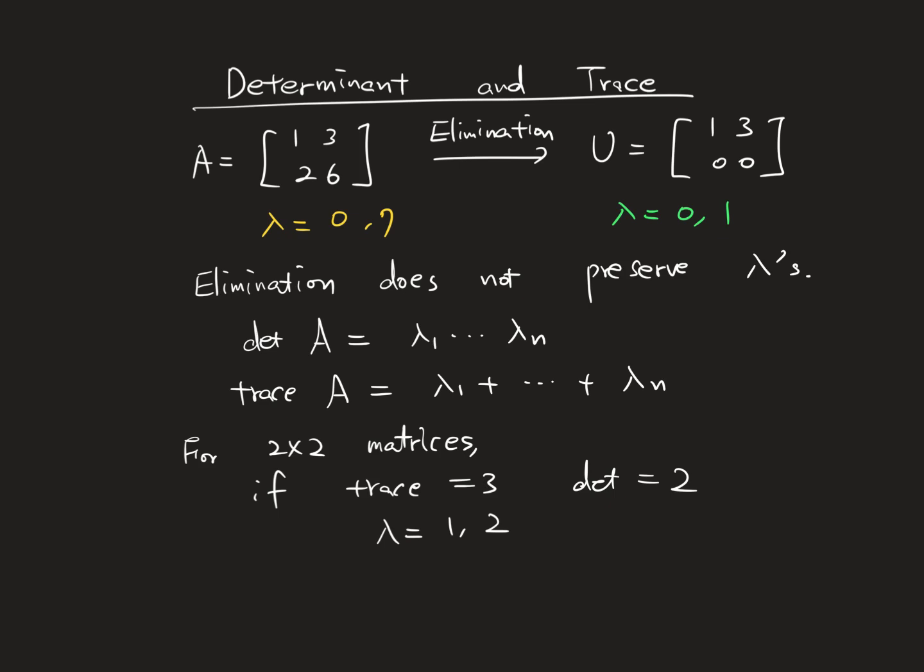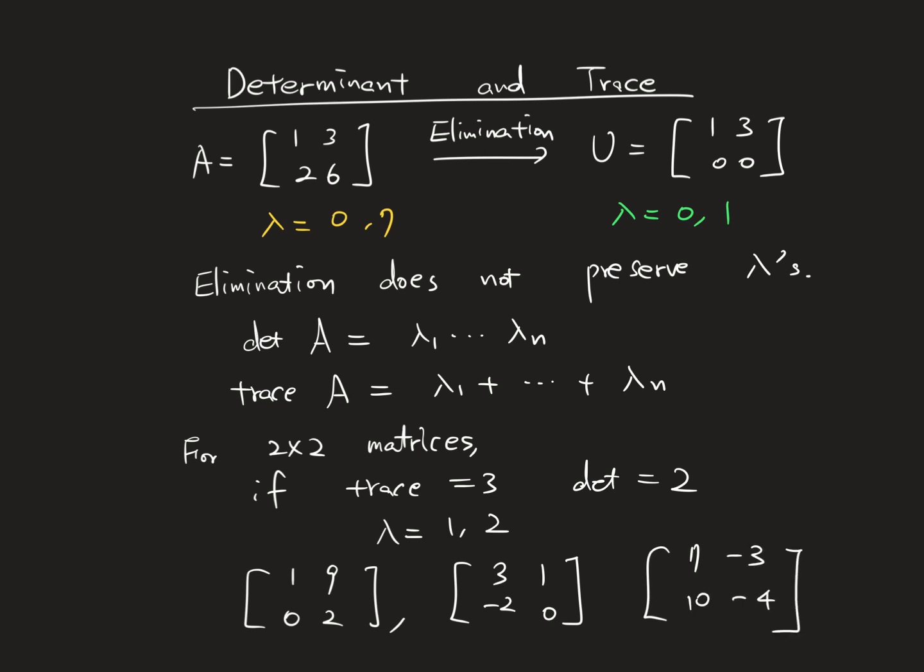I mean, in this case, we have a lot of candidates for a matrix. For example, 1, 9, 0, 2, or 3, 1, minus 2, 0, and 7, minus 3, 10, minus 4. All these matrices have these eigenvalues. So given eigenvalues, we have many possibilities. We can make many matrices.